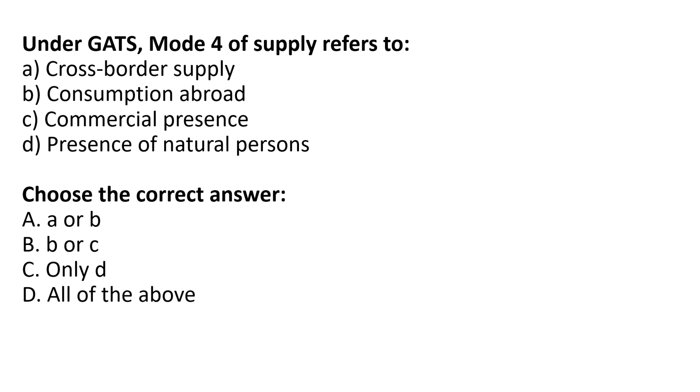Clear? Next, under GATS, mode 4 of supply refers to: cross-border supply, consumption abroad, commercial presence, or presence of natural persons. We have discussed this in the previous questions. So the right answer is only D, that is presence of natural persons. It is asking about GATS. Remember, every time the answers are not that difficult. It may be deep but not difficult. It is totally easy. What is important is that you need to understand the question first. Clear?